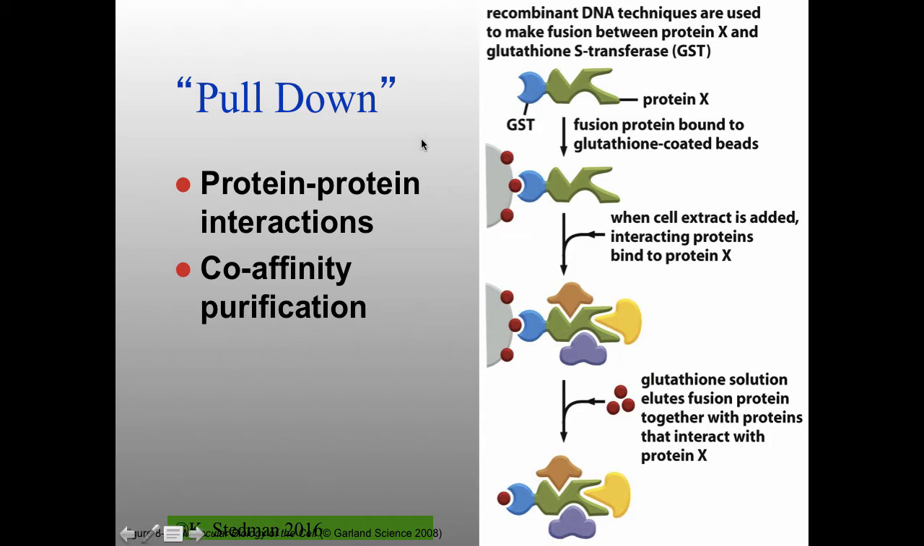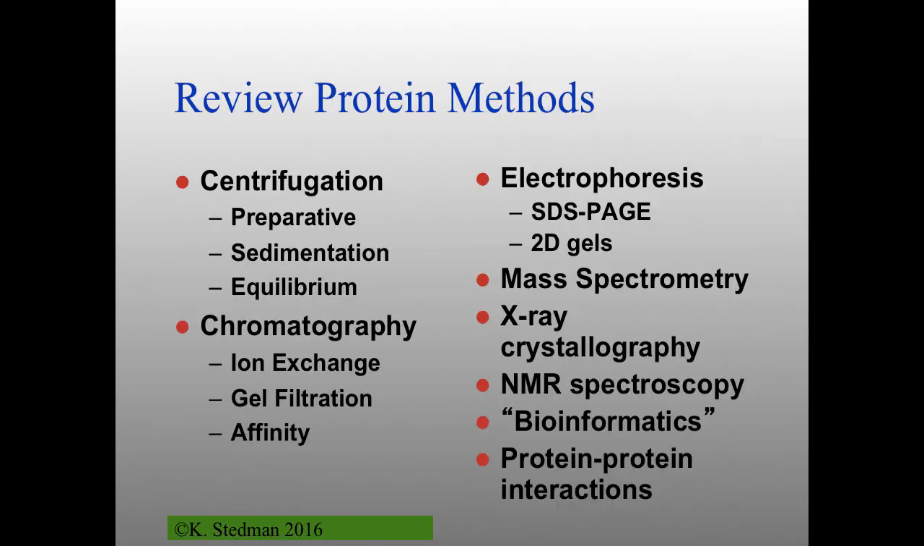Okay, so that's protein methods. Again, last time we talked about centrifugation, either large scale for preparative or analysis, either through equilibrium or sedimentation. Chromatography, lots of different ones, but the main ones we talked about are ion exchange, gel filtration, and affinity chromatography. Basically, all this is doing is having something in a column which will either slow down or bind to your protein and have everything else come off of that column.